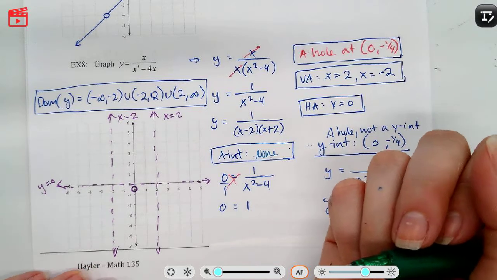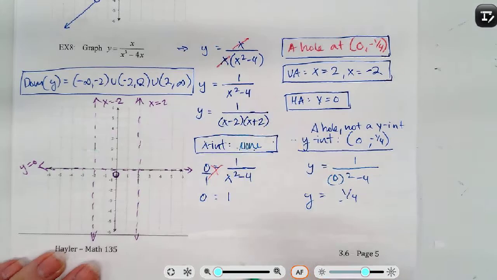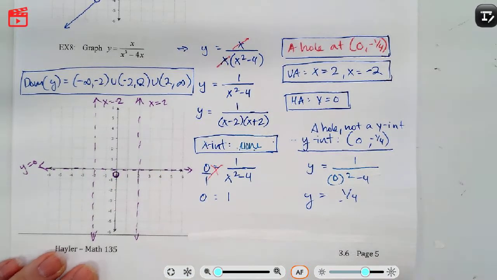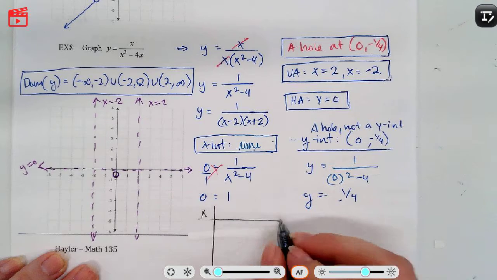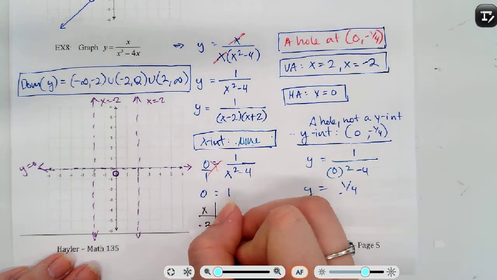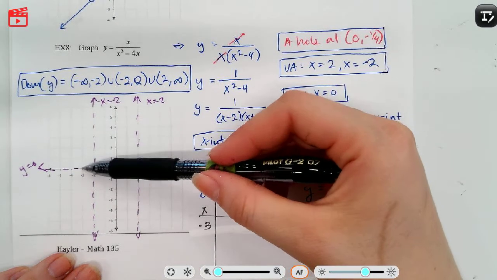Interesting. All right, so I have 3 sections of my graph to look at. On this left-hand section, I have no idea where to start. I don't have any points. So that means I'm going to have to find some test points. All right, let's see. Picking a value on the side, let's do negative 3.